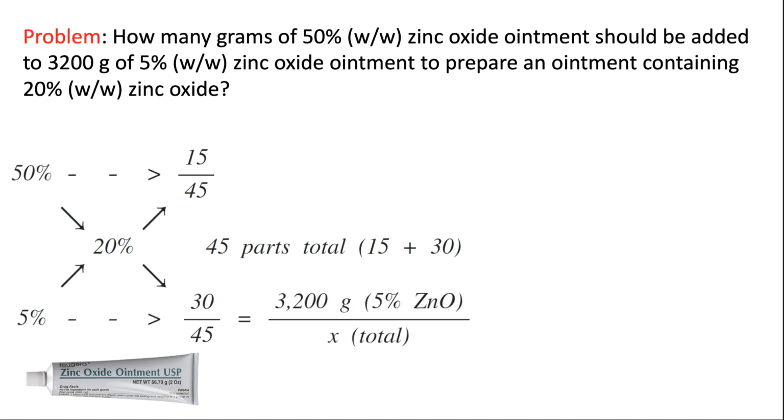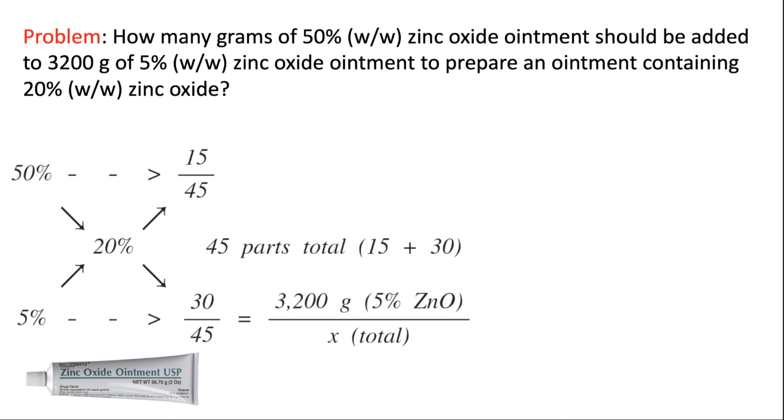We already have that proportion, so let's set that proportion equal to the actual weight of the 5% zinc oxide ointment I'm going to be using. I now know I'm going to use 3,200 grams, and that was of the 5%. So that's the weight that represents 30 parts. The only amount of zinc oxide I'm going to be using, of the 5%, I should say, is 3,200 grams. That represents the 30 parts.